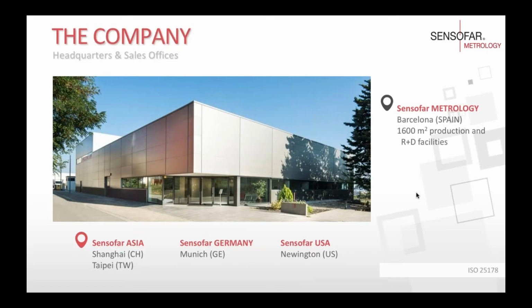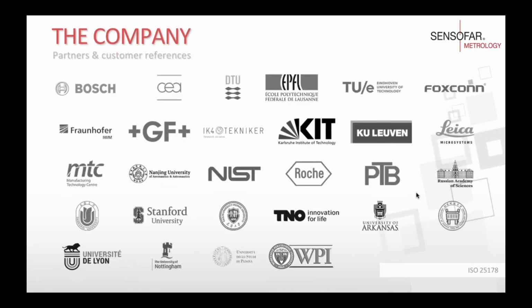But we also have other offices around the world. We have 2 offices in Asia, one in Shanghai and another in Taipei. Then another one in Germany, Munich, and finally one in Newington, USA. Here we can see some of the partners and customers that we have been working with. I apologize, we cannot show all of them because of confidential reasons. But I would like to point out the NIST and the PTB because they have some relevance in terms of this webinar, which is the ISO 25178.